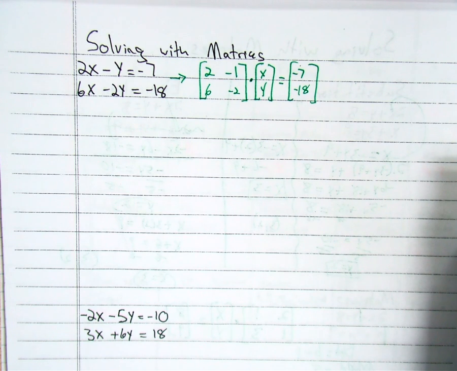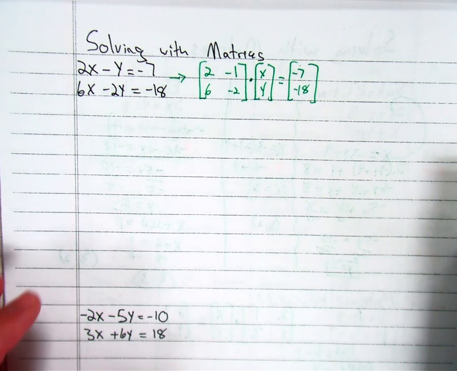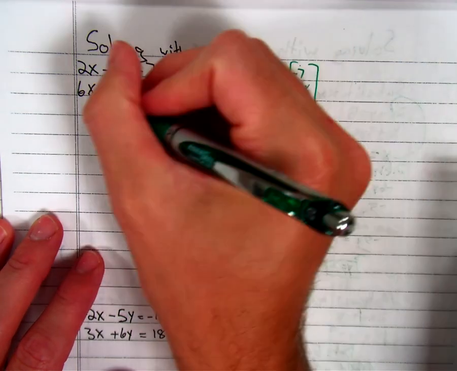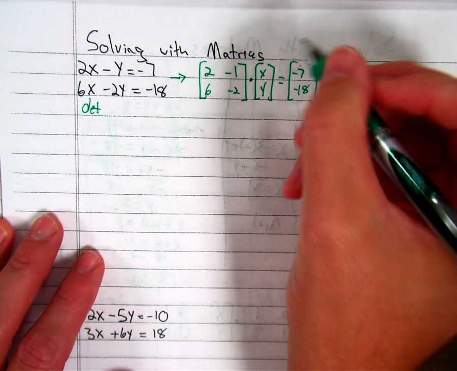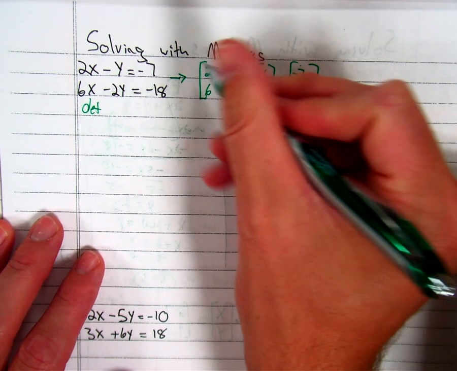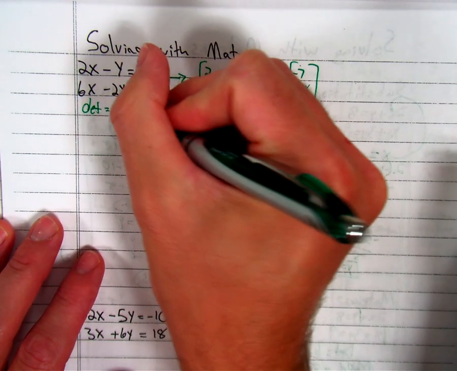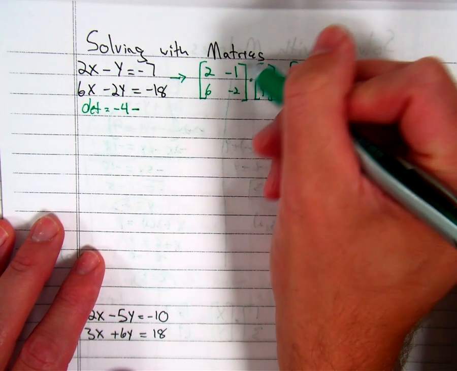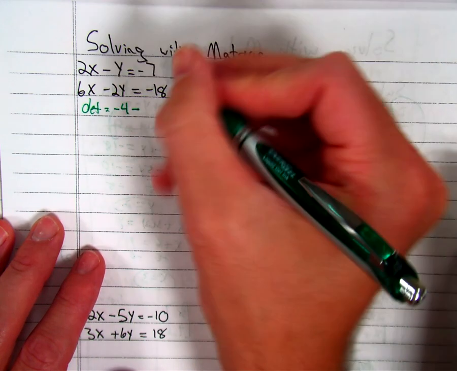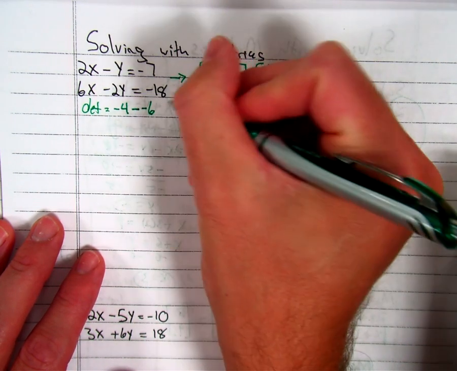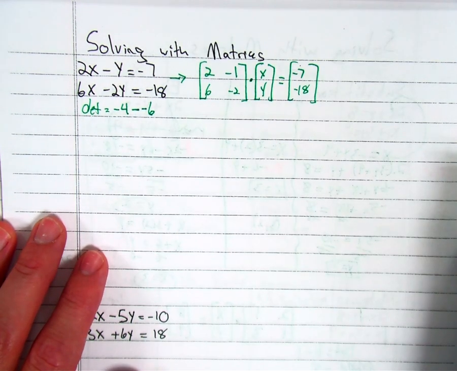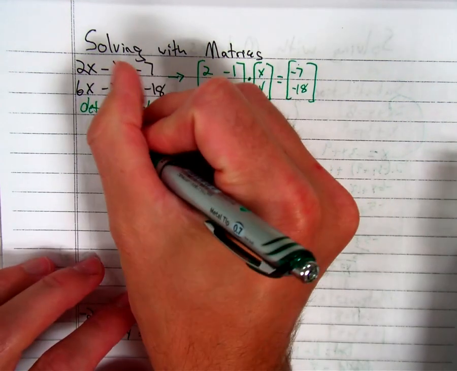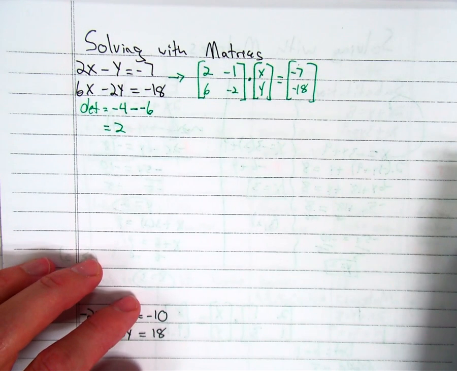Now we need the determinant. So determinant is the difference of the diagonals. So we got 2 times negative 2. So that's going to be negative 4 minus, always a minus there, 6 times negative 1. So it's going to be minus a negative 6. Negative 4 minus negative, so really plus 6. So we got a determinant of 2.